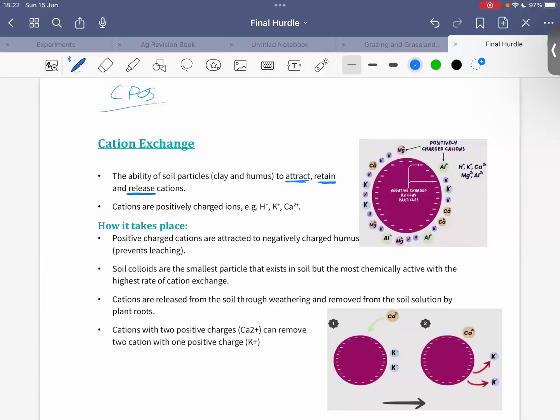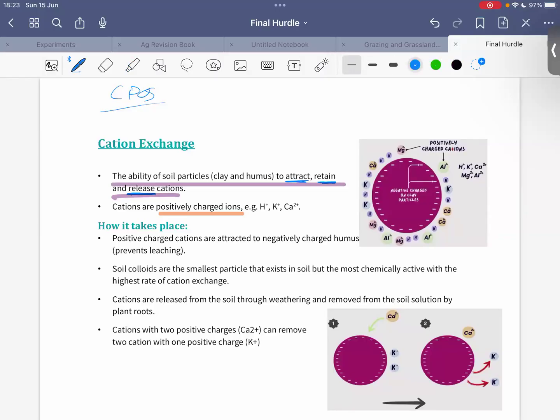So, cation exchange: the ability of a soil to attract, retain, and release cations. I don't understand why we don't like cation exchange. I think it's because people think it's to do with chemistry, but what are cations? Cations are very simply just positively charged ions, okay? H plus, potassium plus, calcium plus. Calcium ions, hydrogen ions, potassium ions.